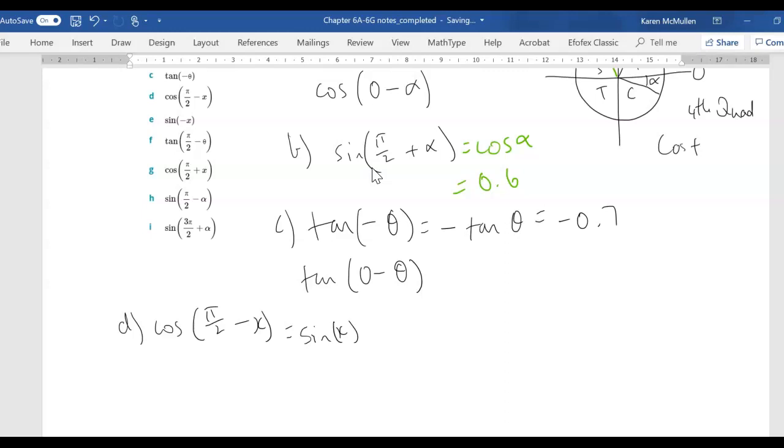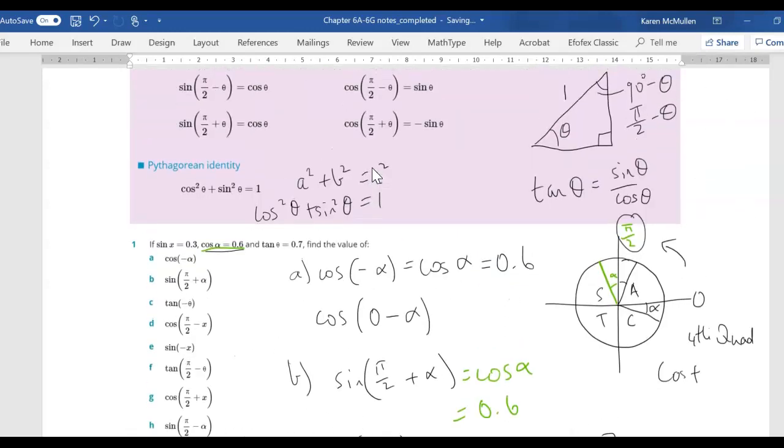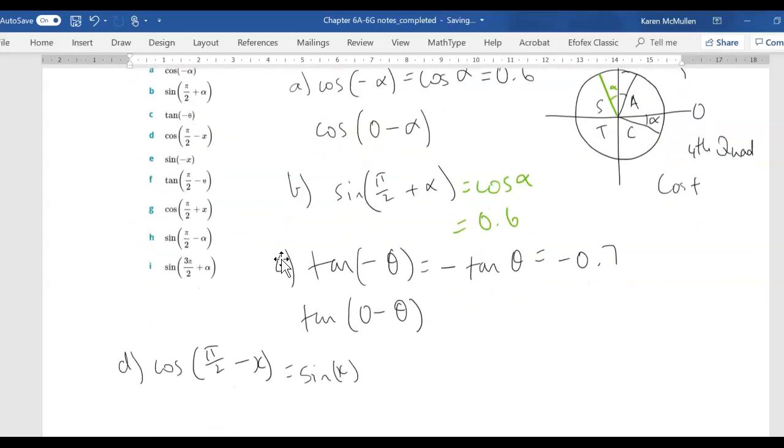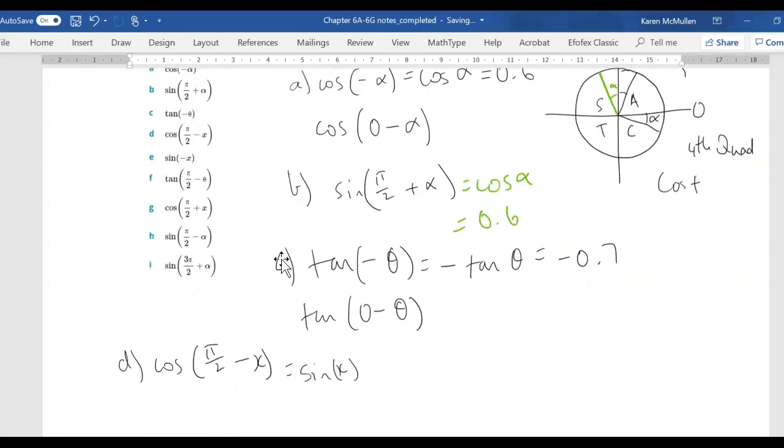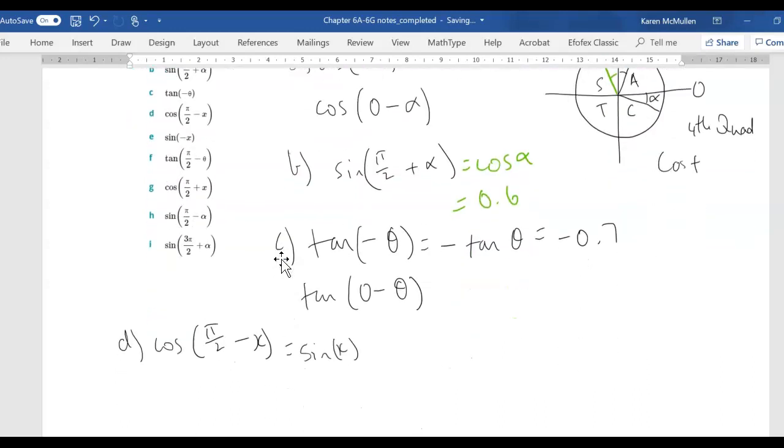In this pink box, we're using theta, but theta just represents an angle. In your question, x, alpha, and theta all represent different angles. So just keep in mind that it's just a variable. So sine x is 0.3.